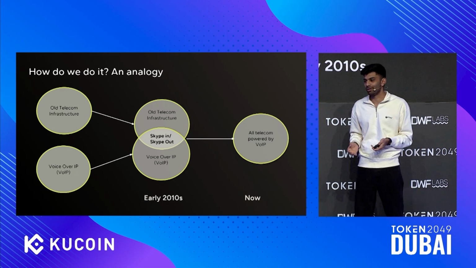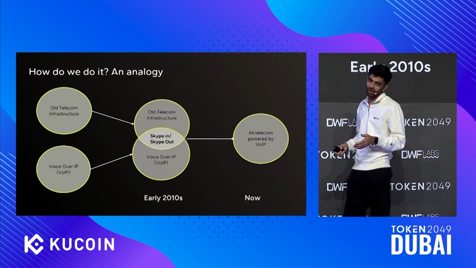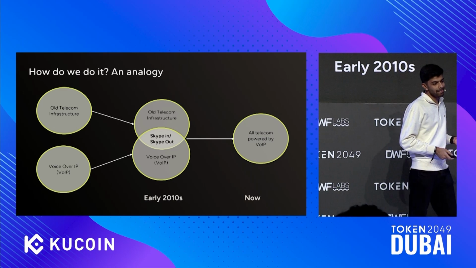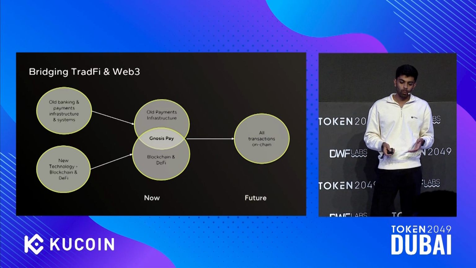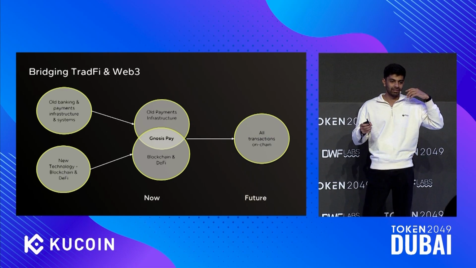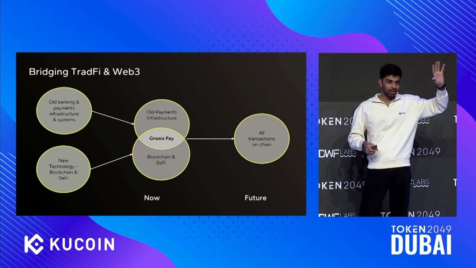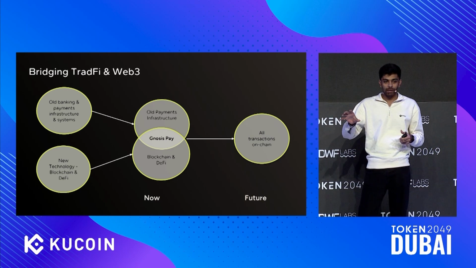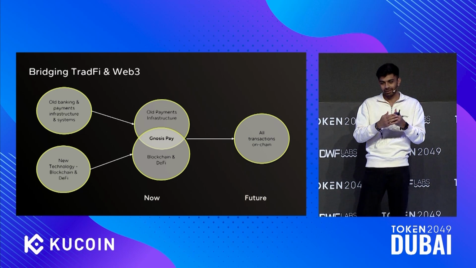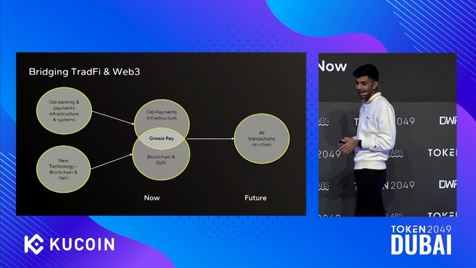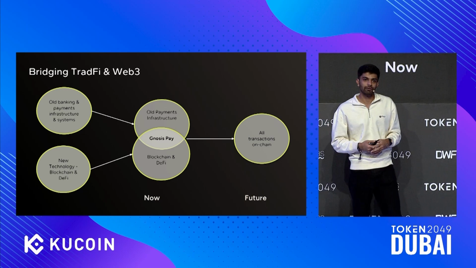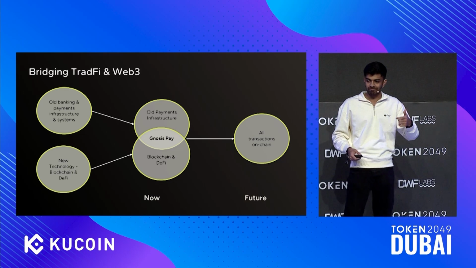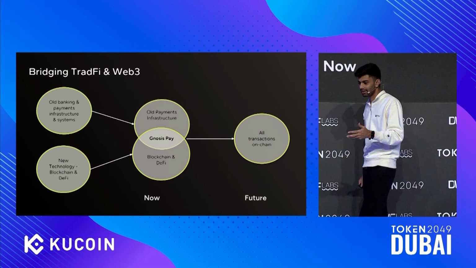And fast forward to today, almost all of telecom is on top of VoIP, and people don't even know it. And that's what we want to do with Gnosis Pay. We want to bridge TradFi, the old banking and the payments infrastructure, with the new infrastructure, and the product that we are building to bridge it. That is what we are doing at Gnosis Pay. And our obvious vision is that in the future, all transactions are on-chain, making them cheaper, faster, more efficient, and secure.